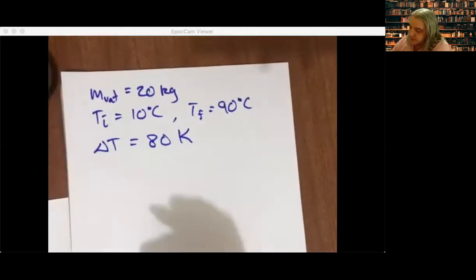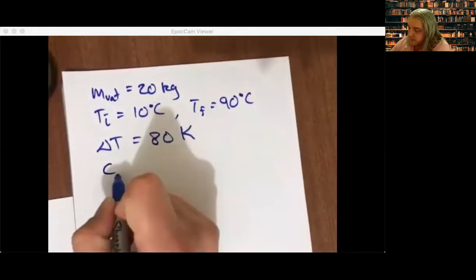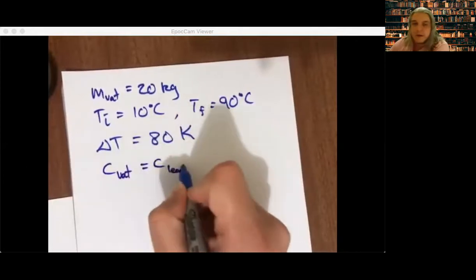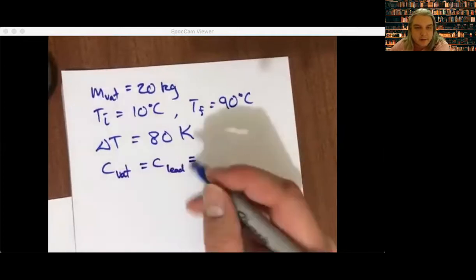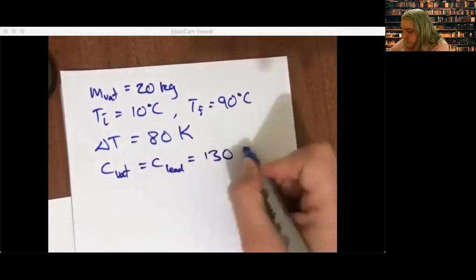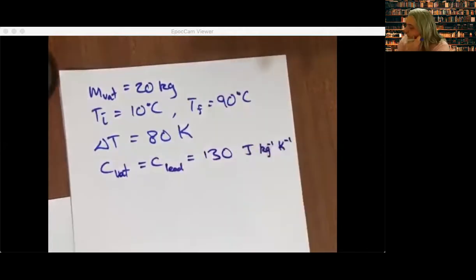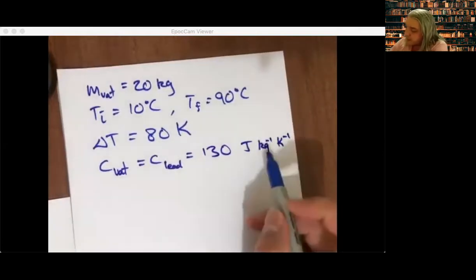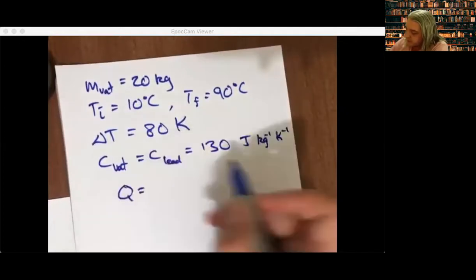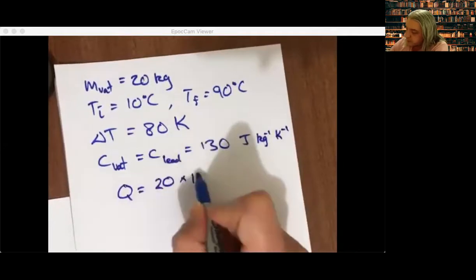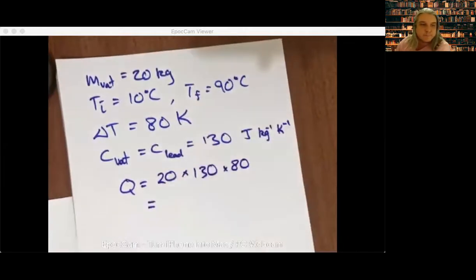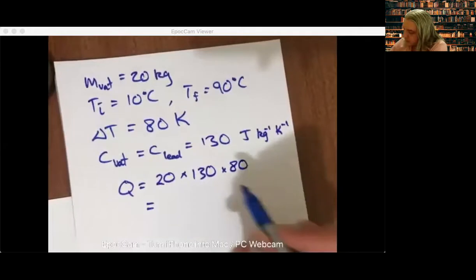So that's our initial scenario, and obviously we then need to know the C for the vat, the specific heat capacity for the vat, which is obviously the specific heat capacity of lead. And according to the table on the slide, that is, in joules per kilogram per Kelvin, 130. So we've got to go 20 kilograms and 80 Kelvin. So Q is equal to 20 kilograms times 130 joules per kilogram per Kelvin times 80 Kelvin, and that will give us our result, which is 208 kilojoules.